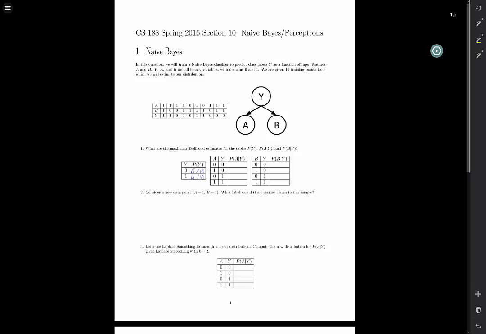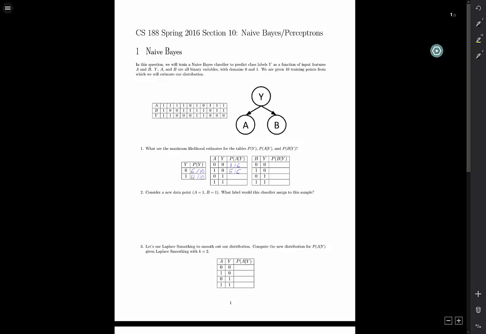Now, let's keep going. So given that y equals 0, how many times is a 0? Only one time. And how many times does y equal 0? Well, we did that before. That's 6. So now this has to sum up to a valid distribution, because given a fixed y, it should sum to 1. So then we know that this has to be 5. So I only have to do half the work.